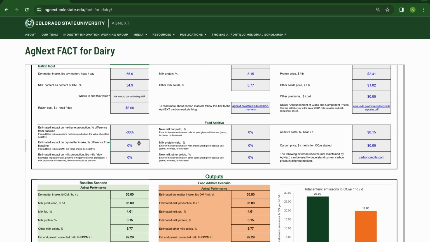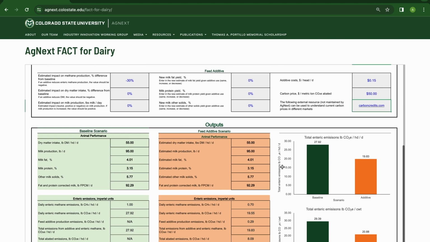Right now, for ease of use, we're going to assume no impacts on the animal performance in terms of milk yield, milk fat, milk protein, or intake. But what we also want to make sure we enter is a cost for the feed additive. So right now we have about a 15 cents per head per day cost. We'll leave it right there. And we can also enter, importantly, a carbon price. This is referring to the price you would receive in terms of compensation for the reductions that you've generated from the feed additive. Here in this scenario, we'll enter $50 just for an example.